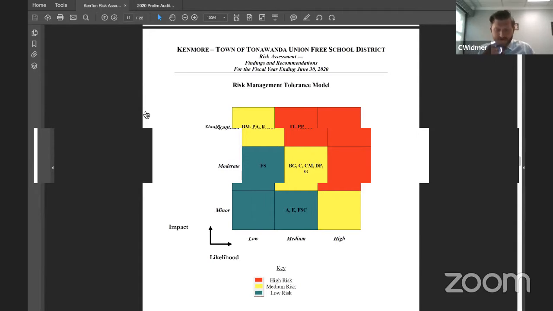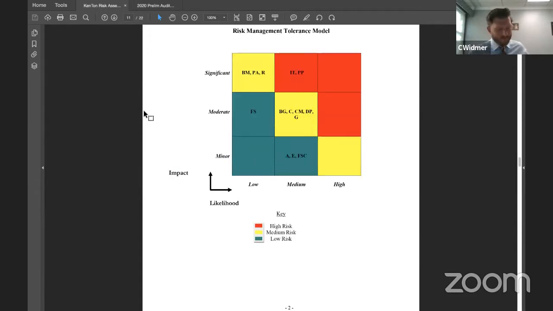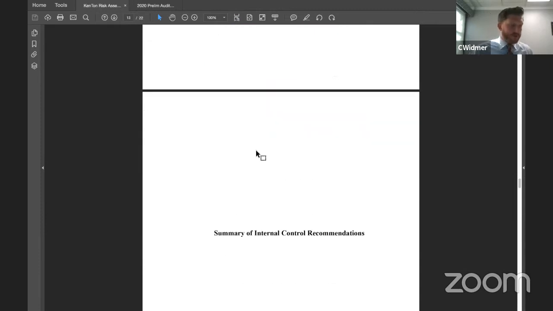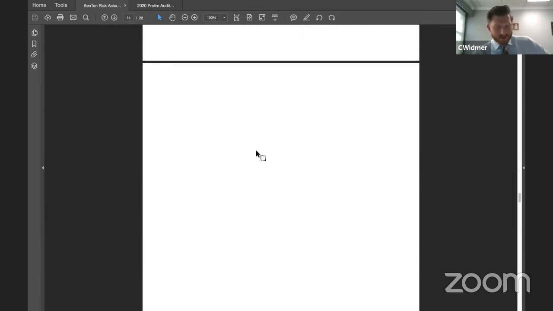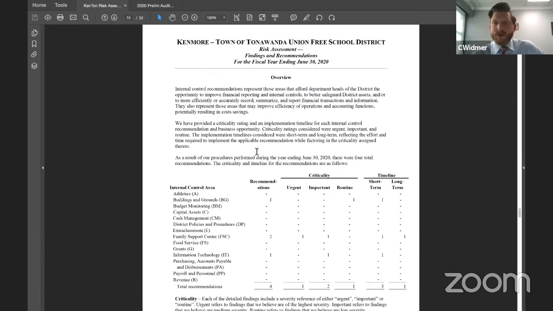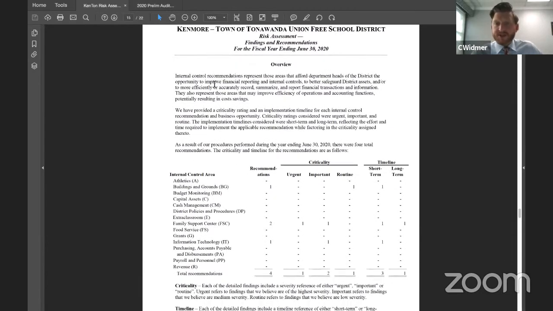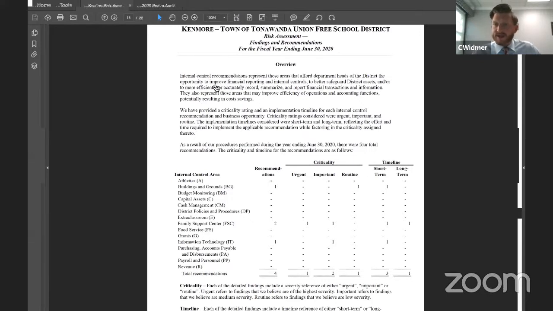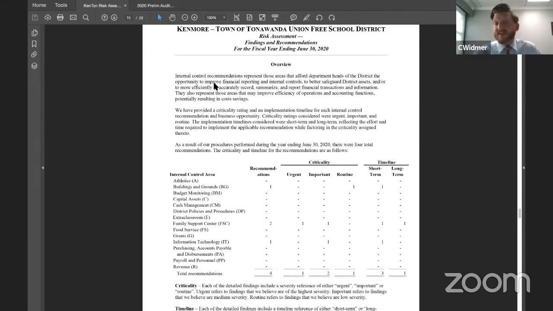Moving on to page 3, we get into the actual results of the year. So it takes those 14 cycles and summarizes whether we had any recommendations in that area. And further, if there were recommendations, we assess a criticality rating and a timeline to each of those recommendations. As you can see, there's a lot of dashes here, which means we didn't have many current or new year findings.